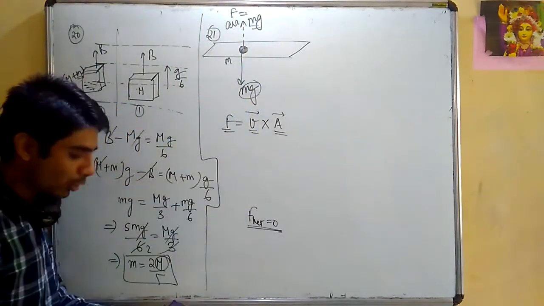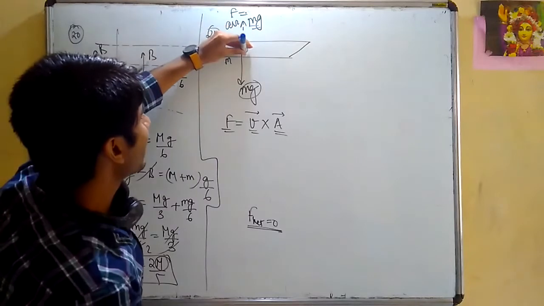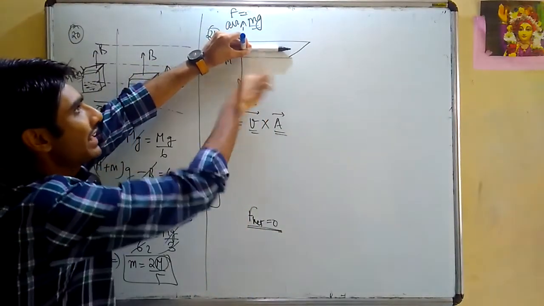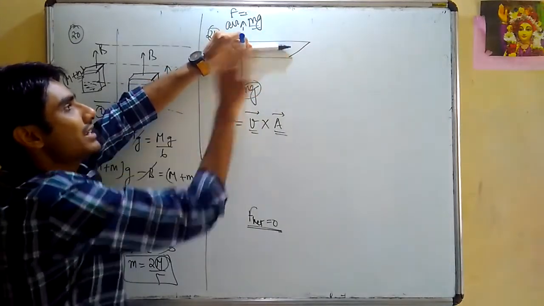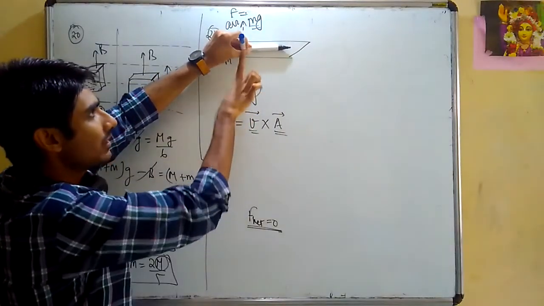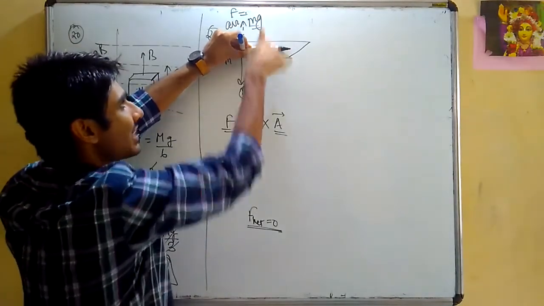So if I keep V out of the plane like this and A like this, what is V cross A? See, it is vertically upward. V cross A means from V vector to A vector, you have to move your fingers. So force is in upward direction.